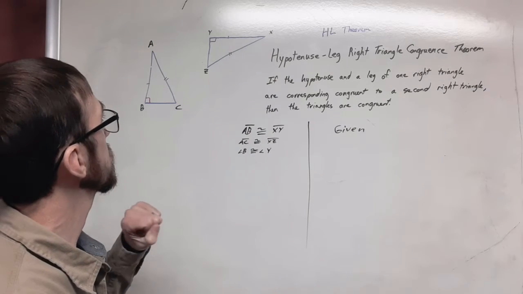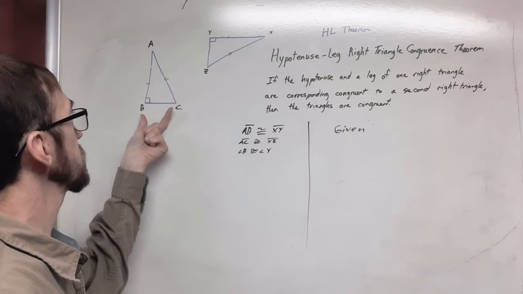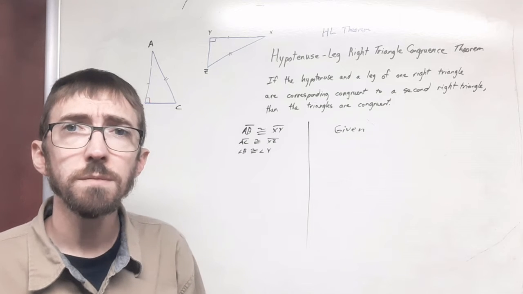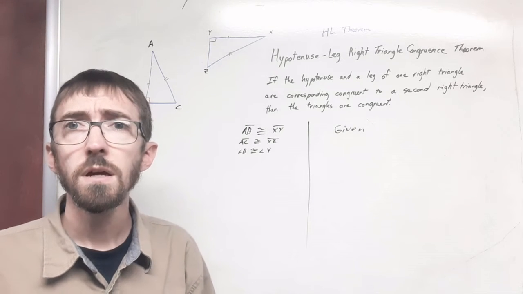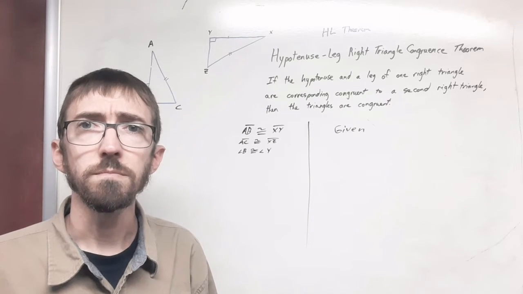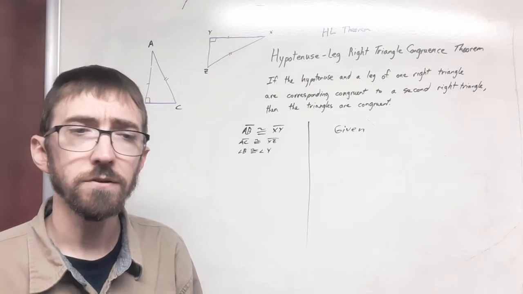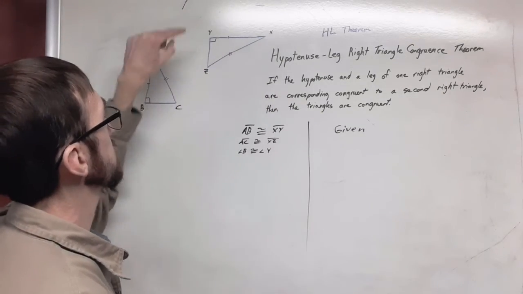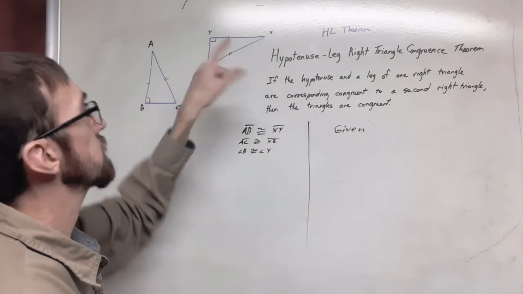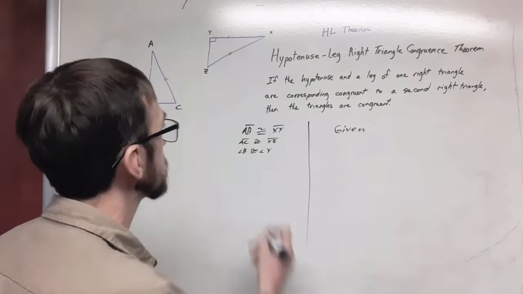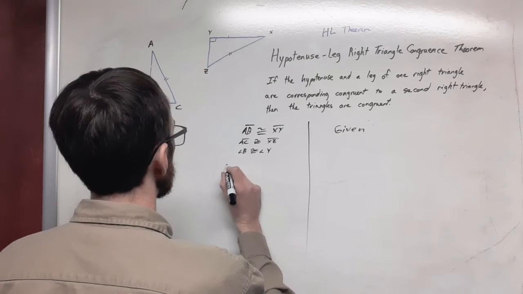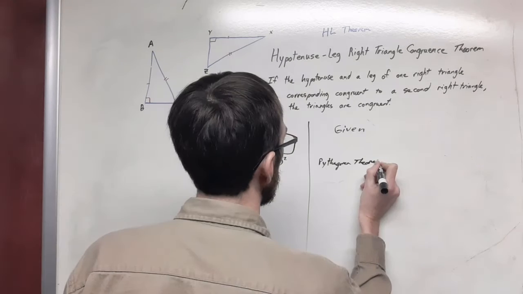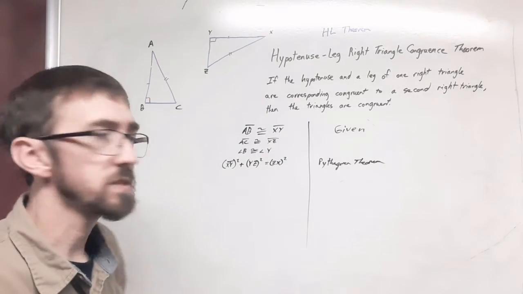Well, it would be great to be able to make a statement about this side or one of these angles. And we do have something that we can use with right triangles and sides, and that is the Pythagorean Theorem. So let's make a statement about the Pythagorean Theorem. Looking at this top triangle, this side squared plus this side squared equals this side squared. So that's the Pythagorean Theorem. Let's make that statement.